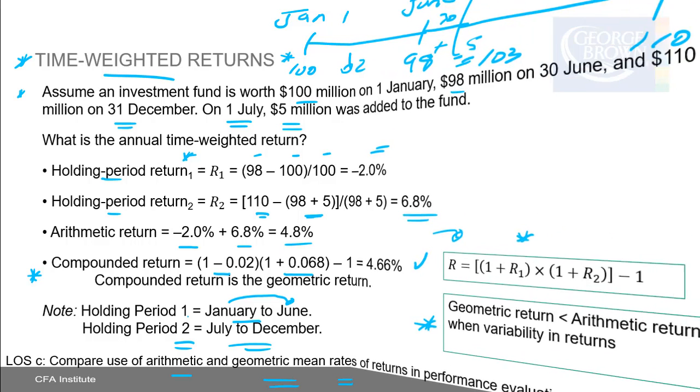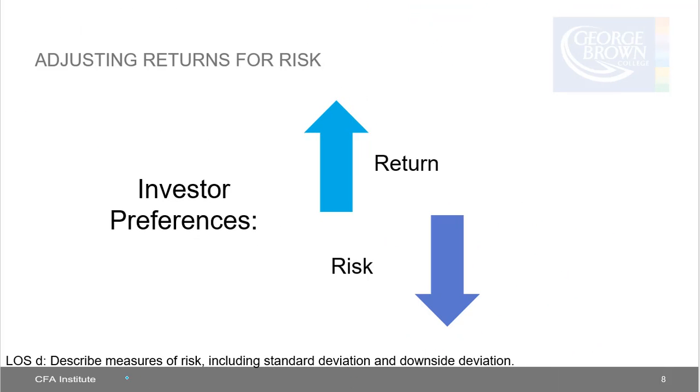Okay? Moving on now to learning outcome statement D, describe measures of risk, including standard deviation and downside deviation. Okay, we studied standard deviation before, but now we're just going to add on looking a little bit at what is downside deviation. So now we're looking at adjusting returns for risk.